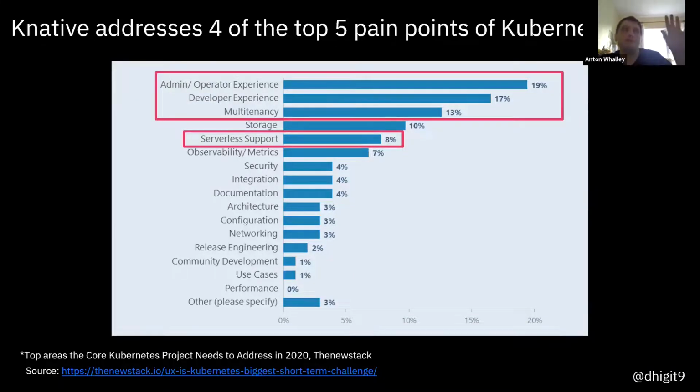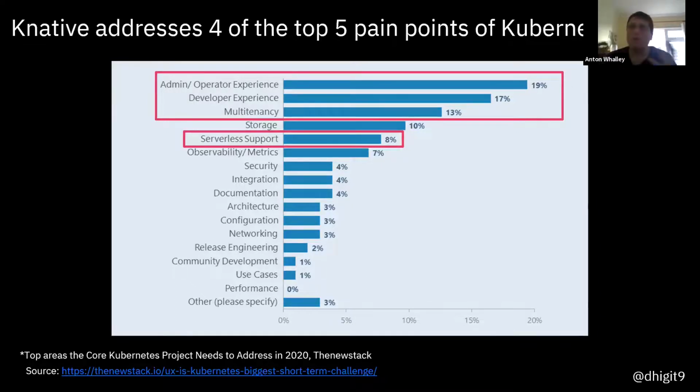As well as the developer pushback that we're seeing, there's also feedback from the operators, from an operator point of view. So Kubernetes needs a better operator experience. It needs better multi-tenancy. It needs better observability. It needs better serverless support.